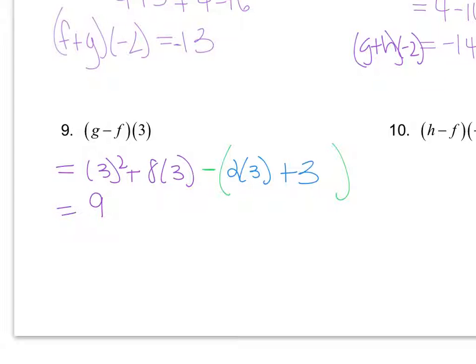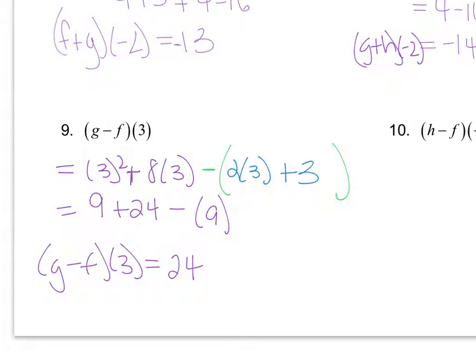Oh, sorry, I just noticed this should be a plus. Sorry about that. So 9 plus 24 minus 2 times 3 plus 3 gives me 9. Okay, so g minus f of 3 equals 24. Okay, so make sure that you subtract the entire function of f. Okay. All right, go ahead, try 10 on your own, and if you could, pause the video, please, to try 10.